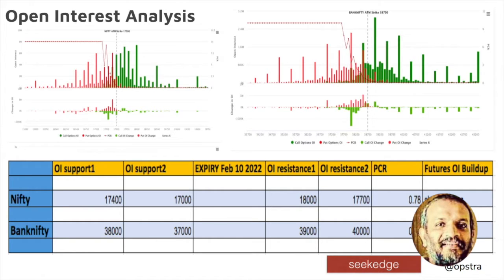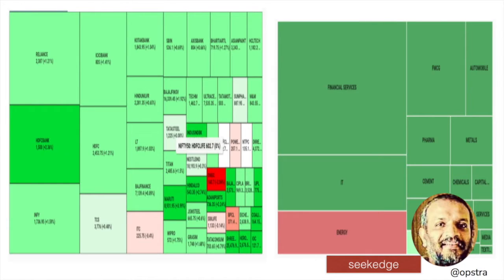So correlate these levels, where the highest put and call writing are, with the chart support and resistance levels, and then you should be taking a long, short, or whatever you are doing with the positions. Look at the heat map today, right? It's green all over, all heavyweights: HDFC, HDFC Bank, Reliance, ICICI, everything performed except ONGC, which went down with the crude oil price probably. Sectors, all sectors except energy are green.